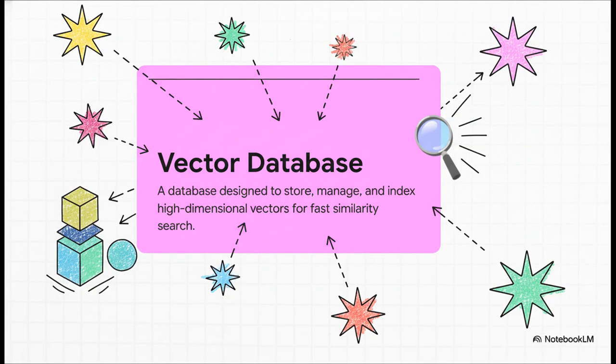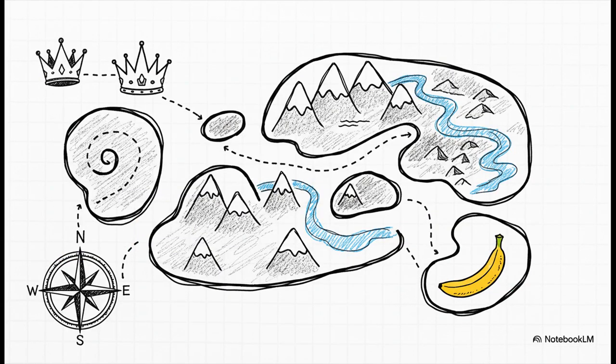Okay, great. So now we've got these amazing numerical fingerprints for everything. Where do we put them? That's where a vector database comes in. It's not like your typical database. It's a purpose-built library designed specifically to hold all these complex fingerprints and, most importantly, to search through them for similarities at unbelievable speeds.